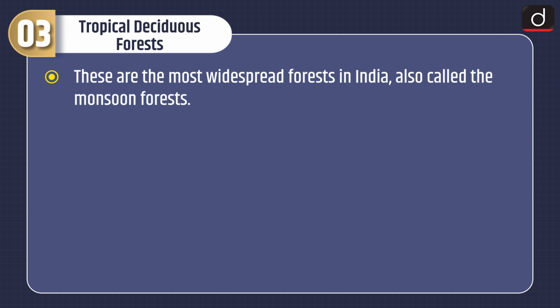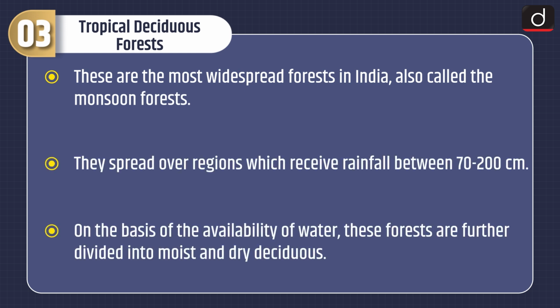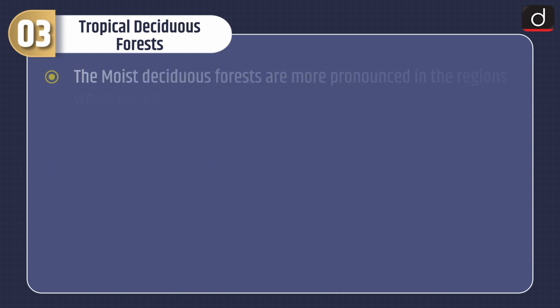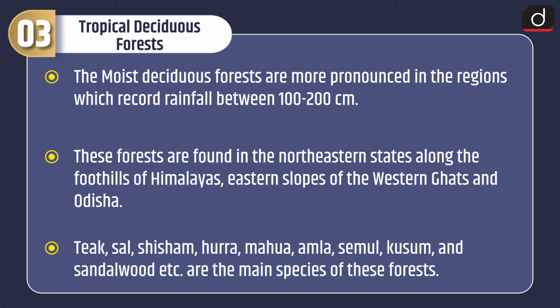Tropical deciduous forest. They are the most widespread forest in India, also called the monsoon forest. They spread over regions which receive rainfall between 70 to 200 cm. On the basis of the availability of water, these forests are further divided into moist and dry deciduous. The moist deciduous forests are more pronounced in the regions which record rainfall between 100 to 200 cm.